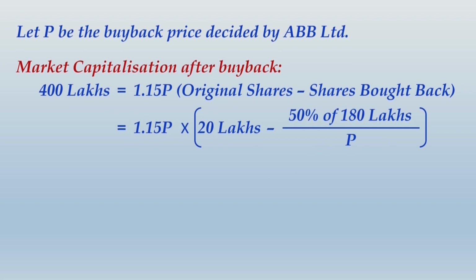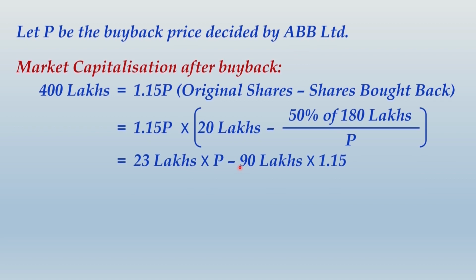And when I solve this equation, 1.15P multiplied by 20 lakhs will give you 23 lakhs P, that is 23 lakhs into P, and 1.15P multiplied by this 90 lakhs divided by P. So what will happen? P and P will get cancelled. So 1.15 multiplied by 90 lakhs is what you get on this side, of course with a minus sign before that.